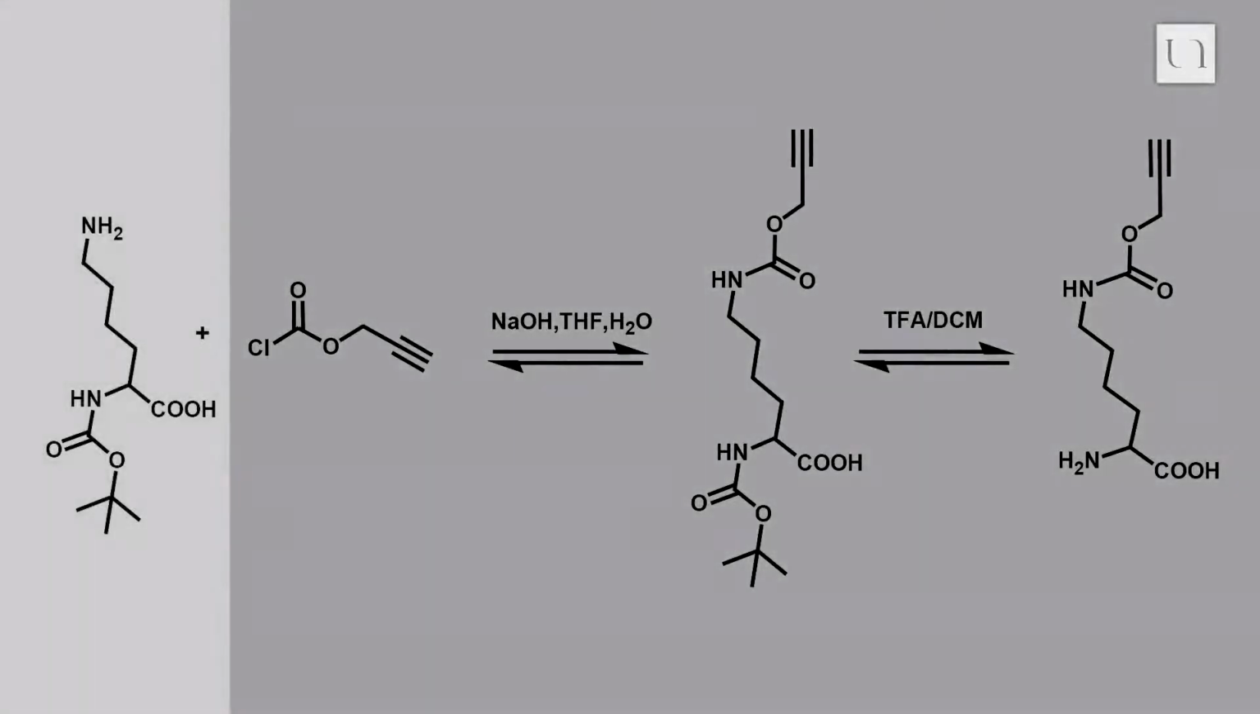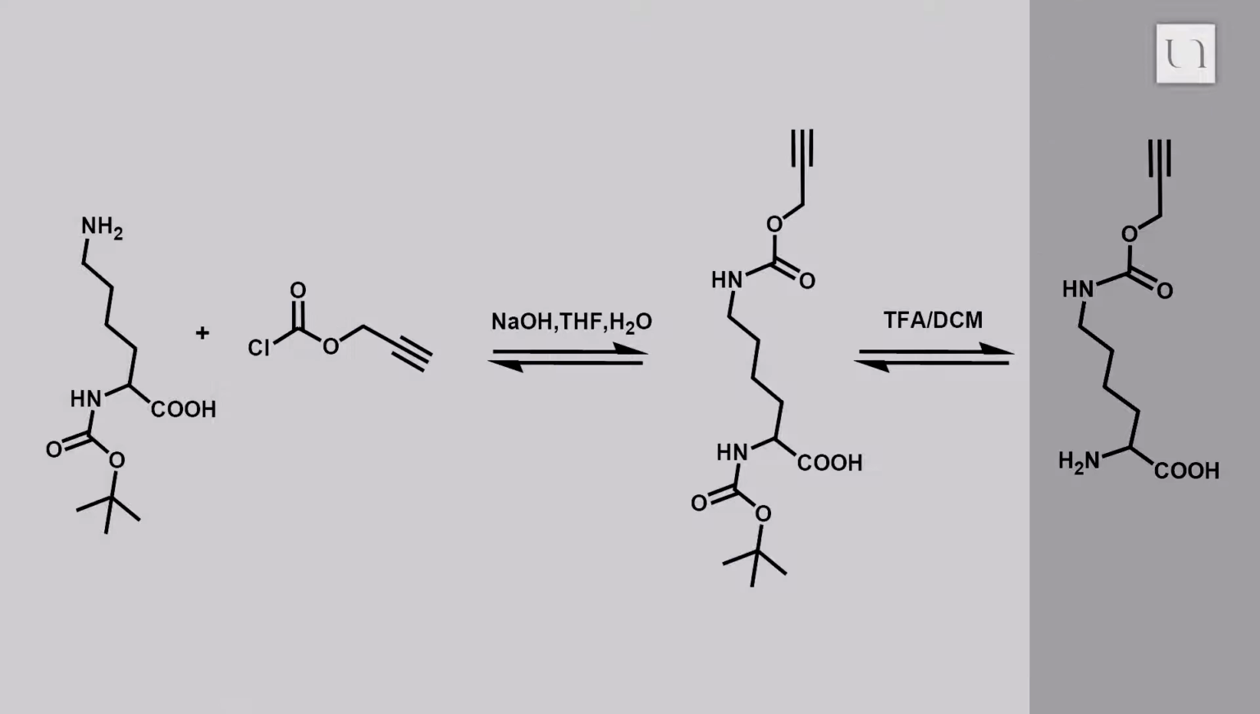The propargyl lysine, PRK, is synthesized in 2 steps from commercial bulk lysine. In the first step, the unprotected amino group of the bulk lysine is coupled to propargyl chloroformate. In the second step, the alpha amine group is deprotected.